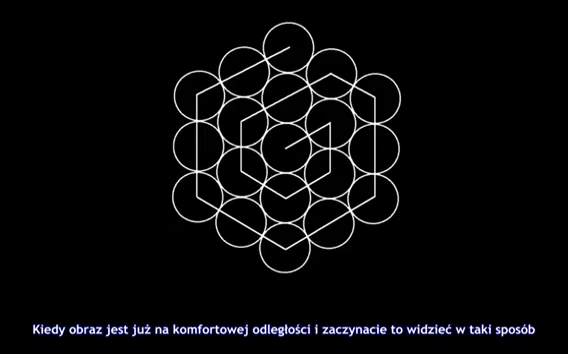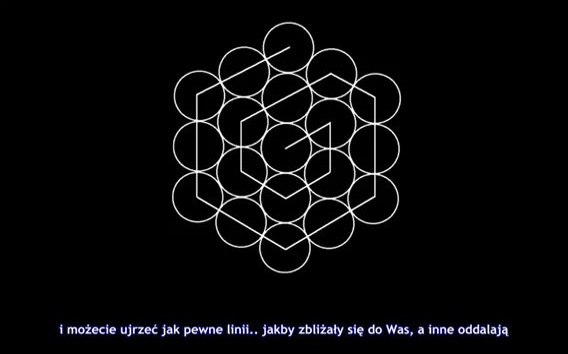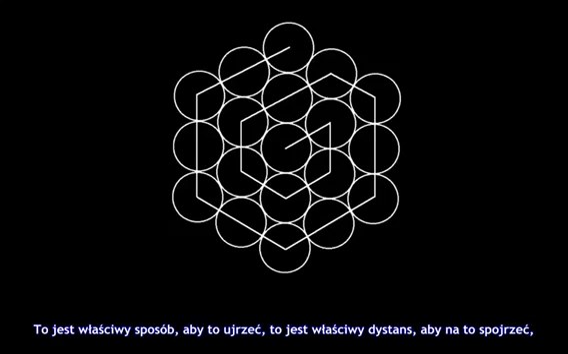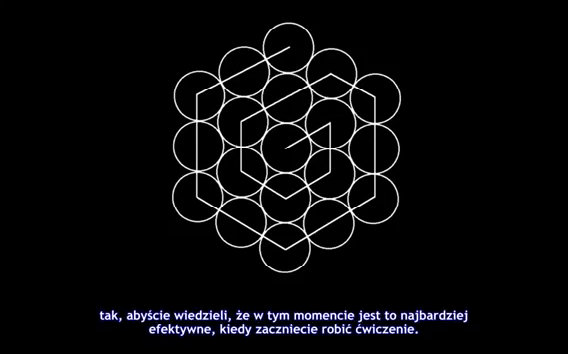When it is at the appropriate comfortable distance that you begin to see it that way, you can imagine that some of these lines are coming toward you, or some of them are going away from you, and it takes on that dimensional quality when you see it defining a cubic volume of space. That's the appropriate distance to look at it from, so that you will know at that moment it's going to be the most effective when you start doing the exercise that goes along with it.